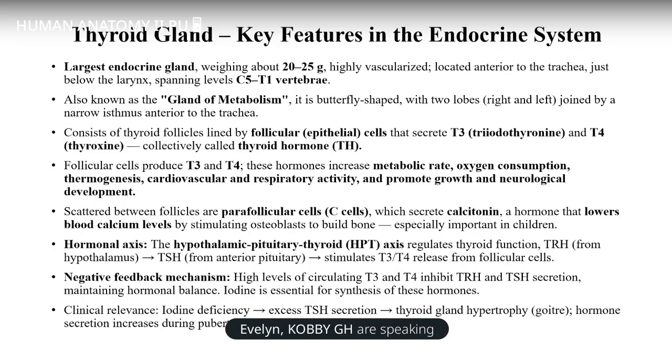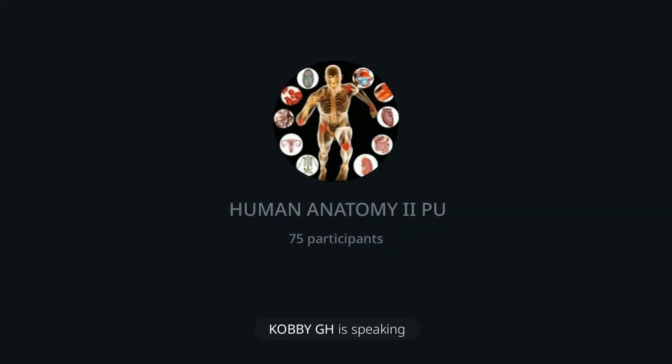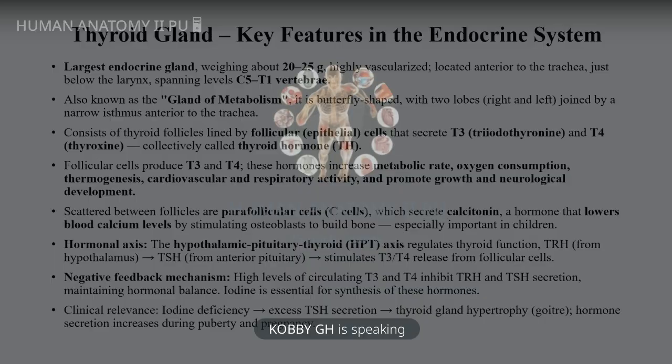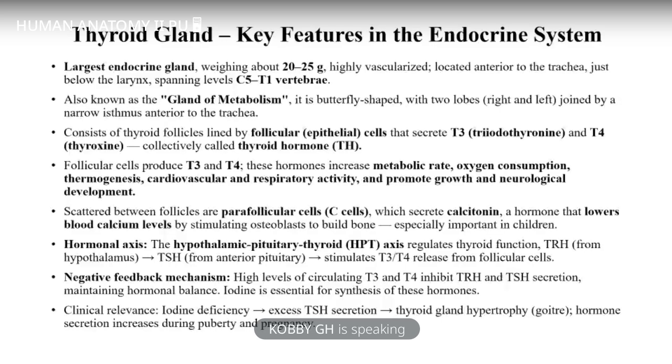Again, this gland also has another nickname. We call it the gland of metabolism. So if we ask you which gland is referred to as the gland of metabolism, it is the thyroid gland. That's another name for the thyroid gland, the gland of metabolism. And the thyroid gland looks like a butterfly. It's butterfly-shaped.